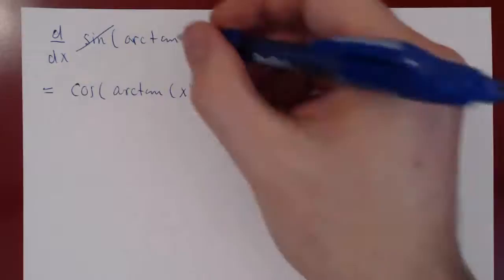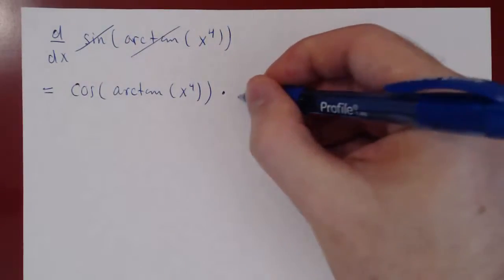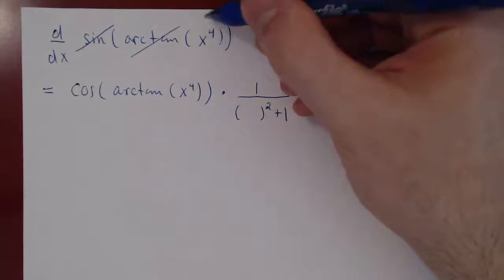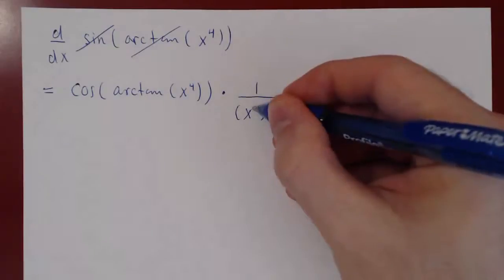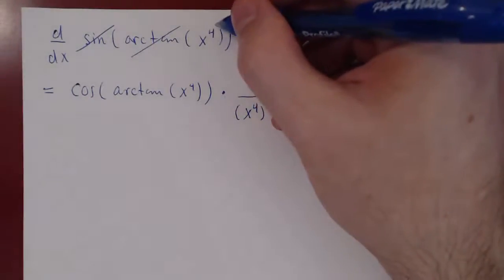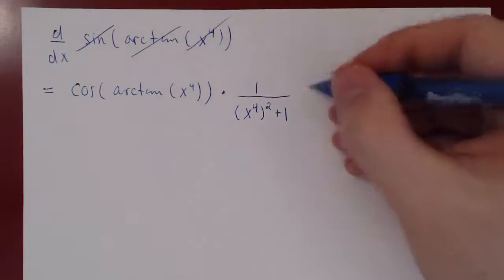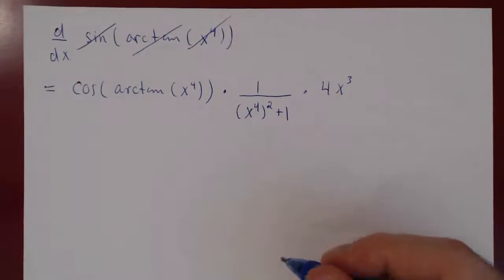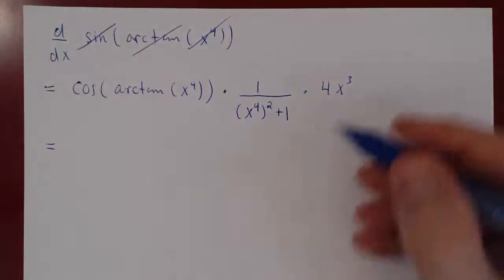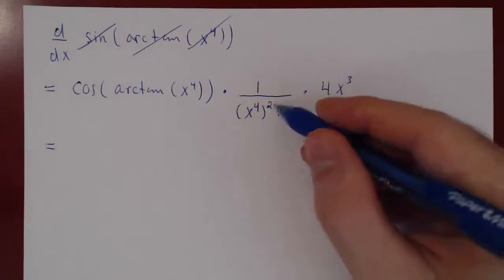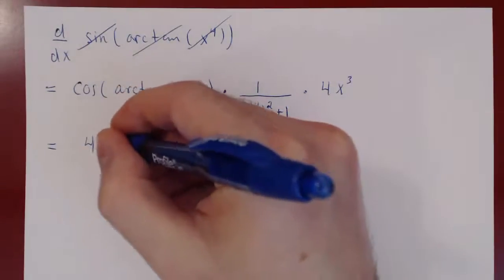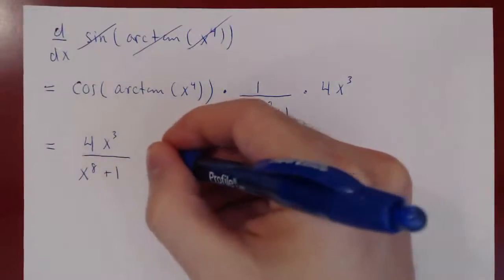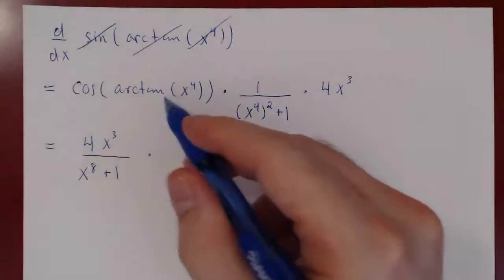The outside function is arctangent. The derivative of arctangent is 1 over the argument squared plus 1. The argument here is x to the 4. So there you go. Times the derivative of what's left over, x to the 4. The derivative of that is 4x cubed. So let's now rewrite this. We'll have 4x cubed over x to the 8 plus 1, times the cosine of the arctangent of x to the 4.